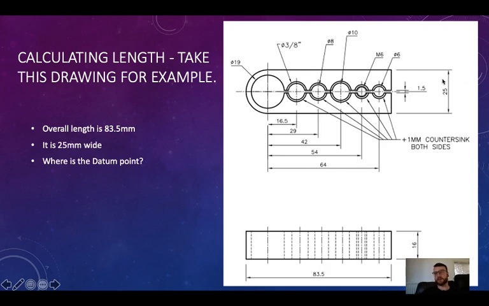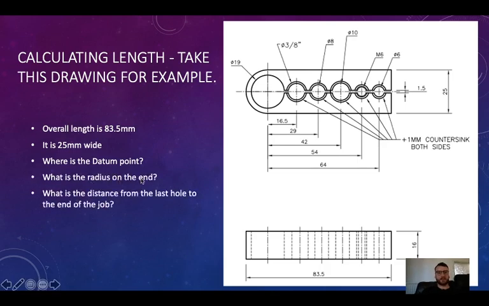Well, if we look at this 25mm wide, that's going to mean if this radius here was a full circle, it would be a 25mm diameter circle. So the radius is going to be half of that, which is 12.5. That 12.5 there as well is going to give us the distance from this edge here to the centre of that hole, which is also going to be 12.5, because this radius here will be measured from this centre point. So now we've got the radius on the end. What is the distance from the last hole to the end of the job? It's going to be 12.5mm.